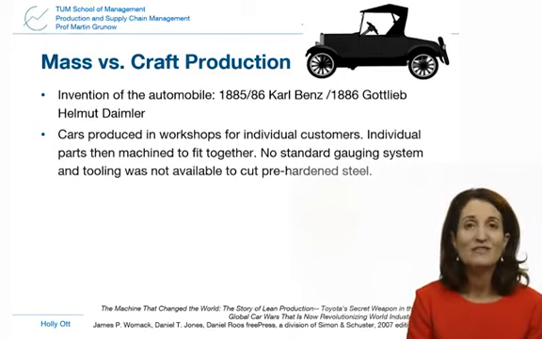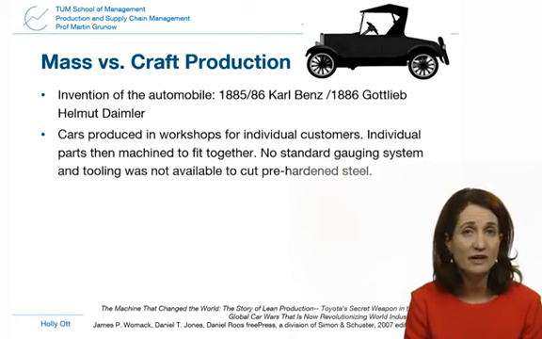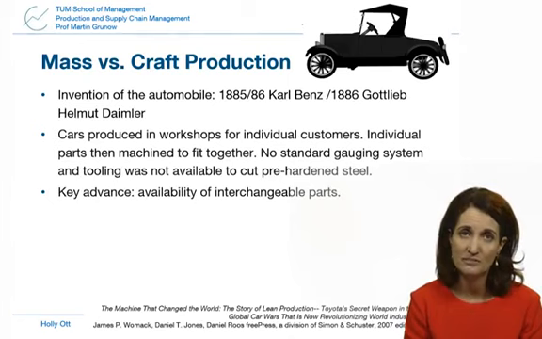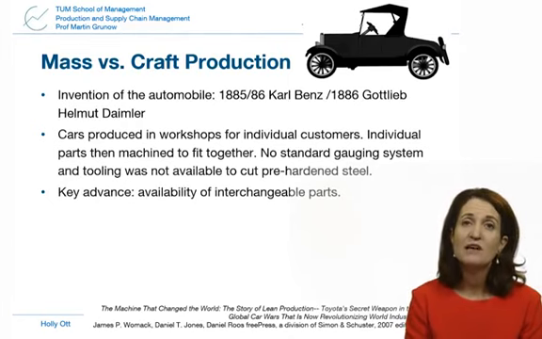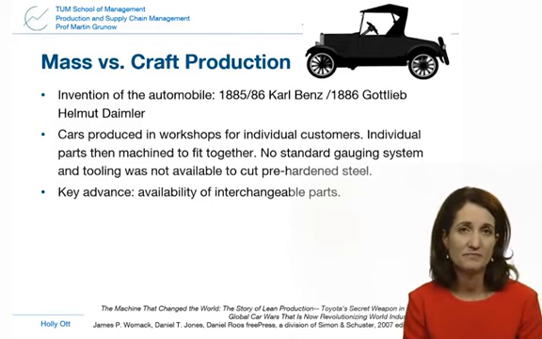Now, the key advance which allowed mass production to start was the interchangeability of parts. And this required the same gauging system to be used throughout the entire manufacturing process. And advances also in manufacturing tools allowed work on pre-hardened metals. So the parts could be made after the steel was hardened. Finally, this allowed parts to be interchangeable, and these then could be designed to be very simply fit together.